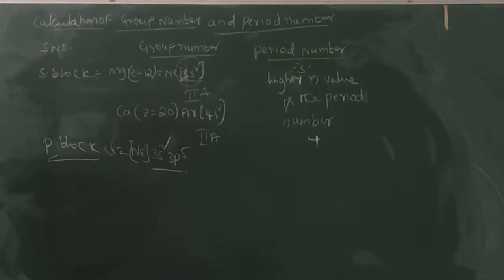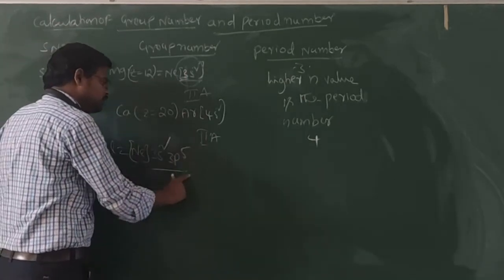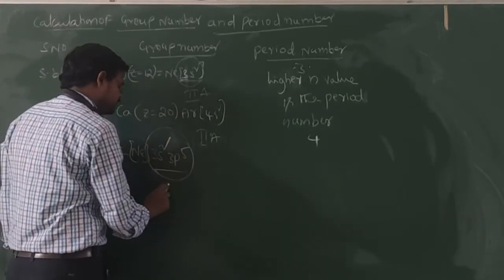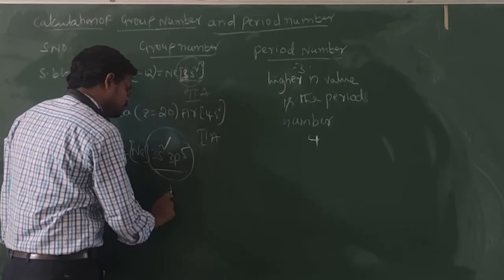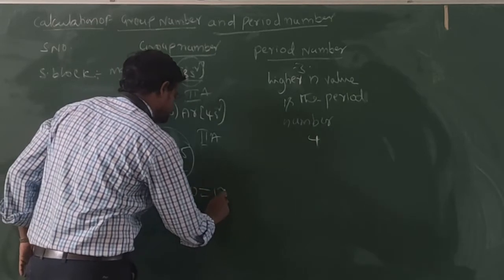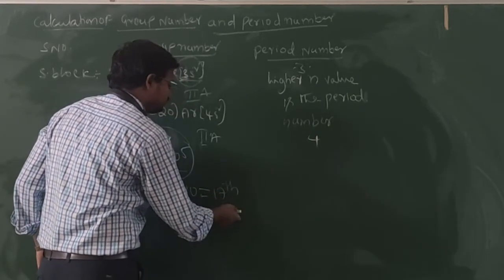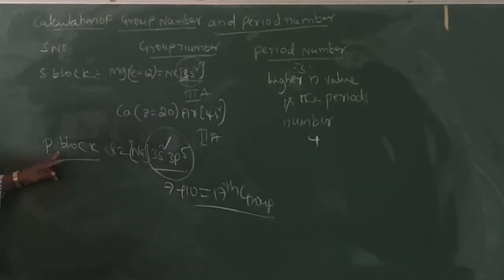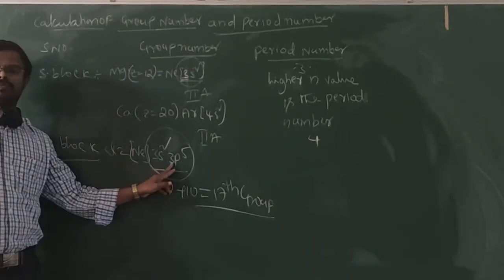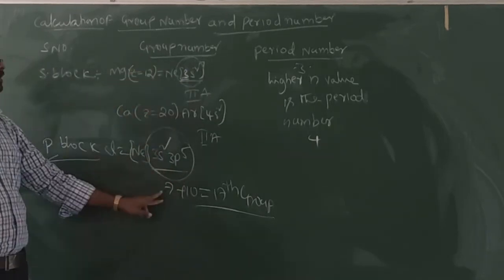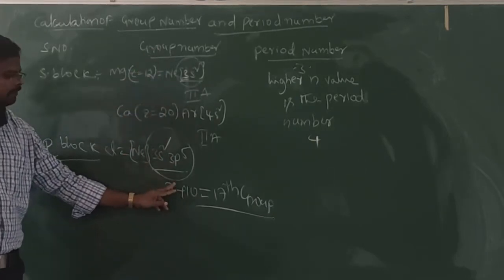Simply, if a p-block element is given, to the number of valence electrons we have to add 10, then we get the group number. The number of valence electrons is 2 plus 5, that is 7. To that we add 10, and finally we get 17. That is the group number, the 17th group. So for p-block elements, the number of valence electrons plus 10 gives the group number.